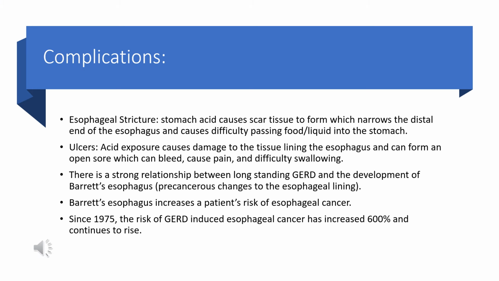There are many complications which can occur from repeated acid exposure due to GERD. An esophageal stricture can happen, which occurs when stomach acid causes scar tissue to form at the distal end of the esophagus, creating a narrowing and difficulty passing food and liquid into the stomach. Ulcers can also form, because acid exposure causes damage to the tissue lining of the esophagus and it forms an open sore which then can bleed, cause pain, and difficulty swallowing.